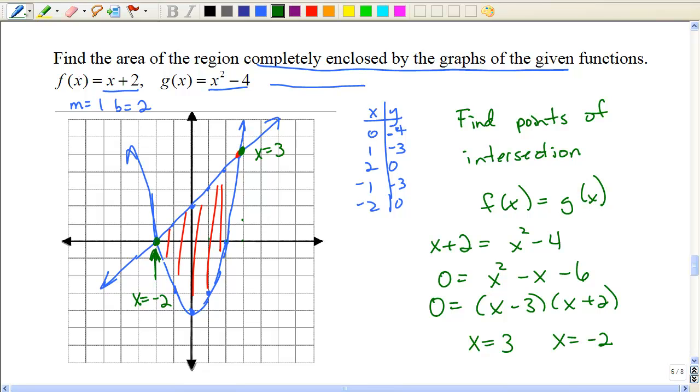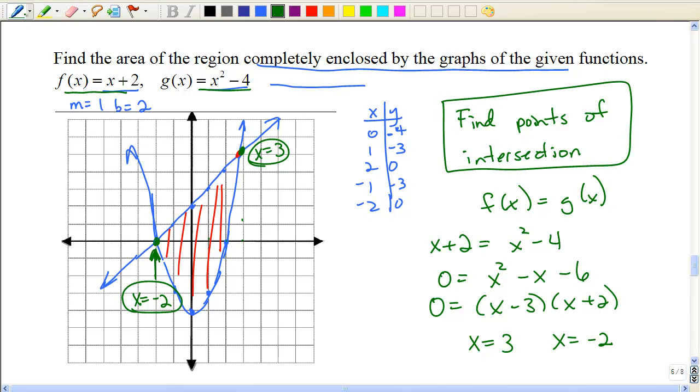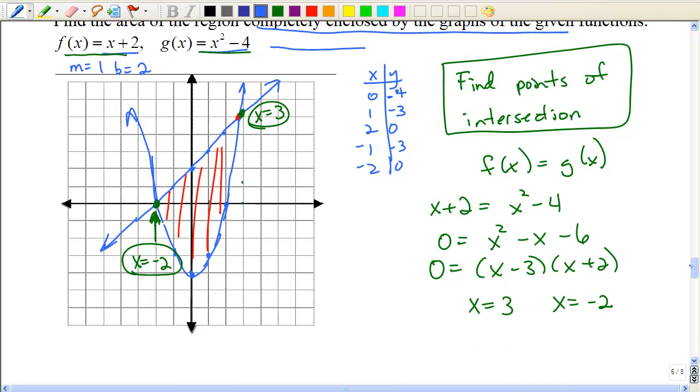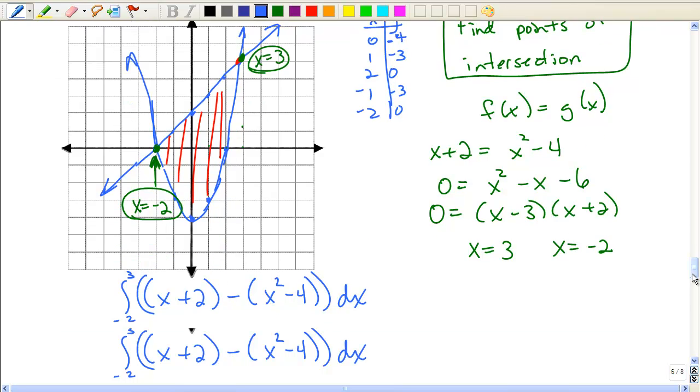Alright, so I want to set up my integral where I have f of x minus g of x, and my boundaries are between negative 2 and 3. So the new part is that you have to find where those two graphs intersect, and that's going to give your limits of integration. So we've got the problem from negative 2 to positive 3, f of x minus g of x, and that's what we need to integrate.